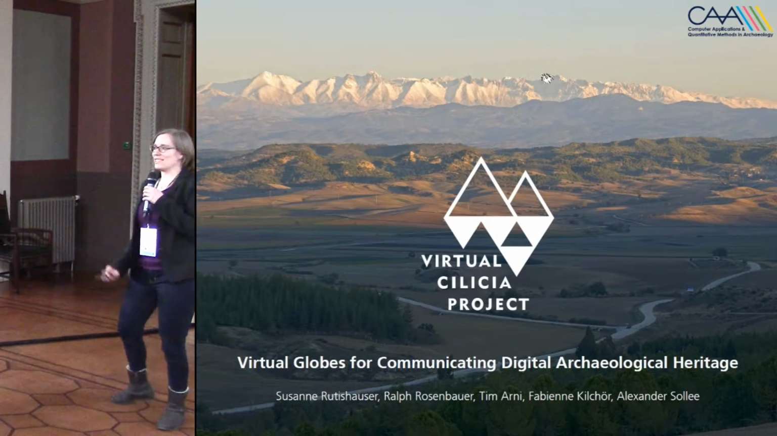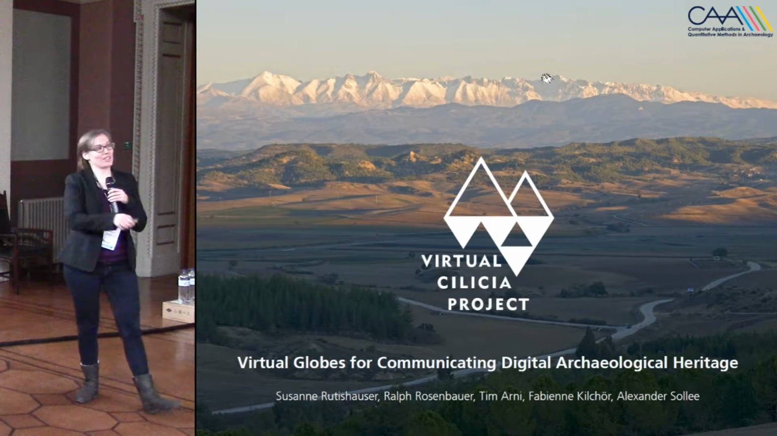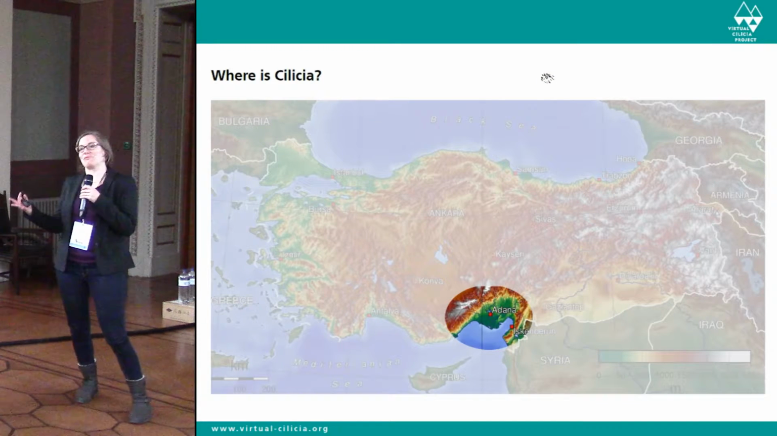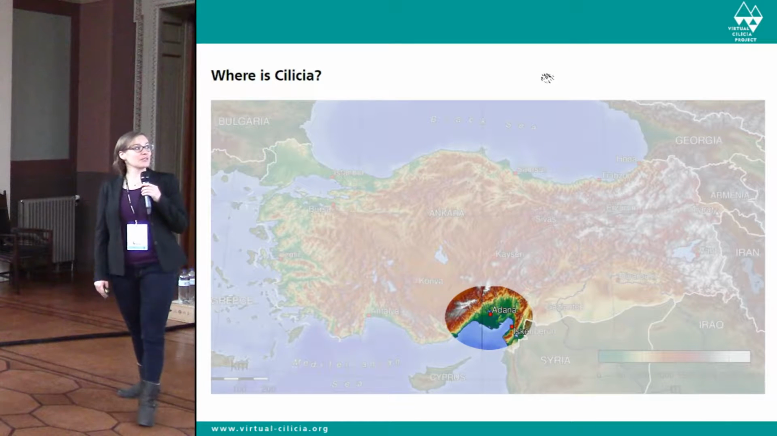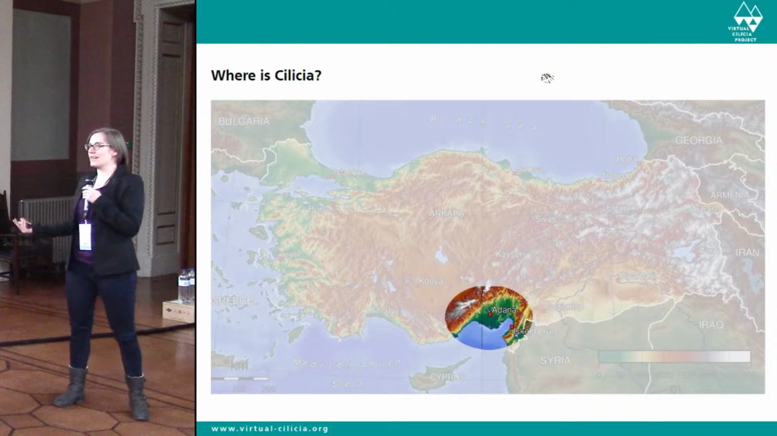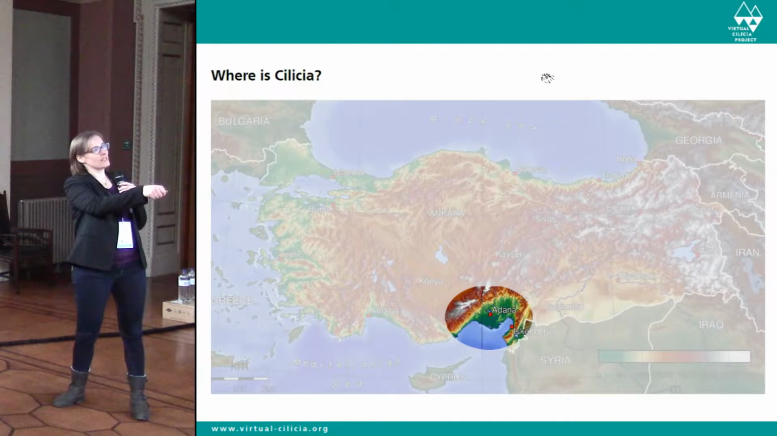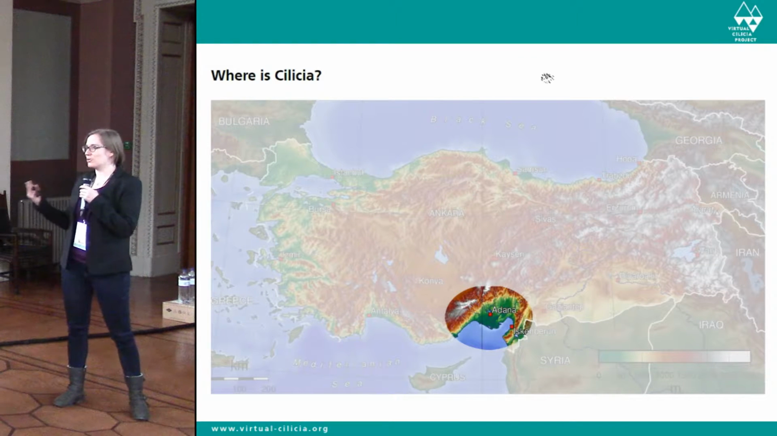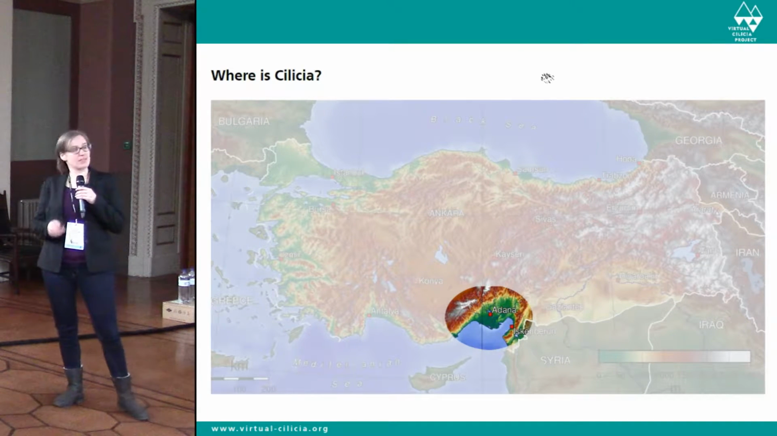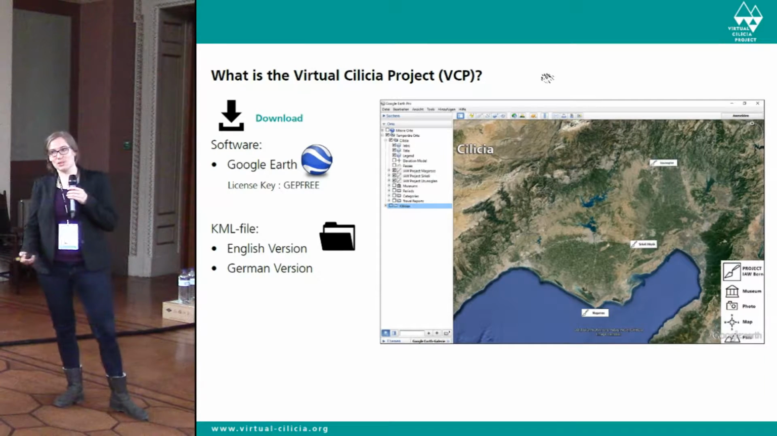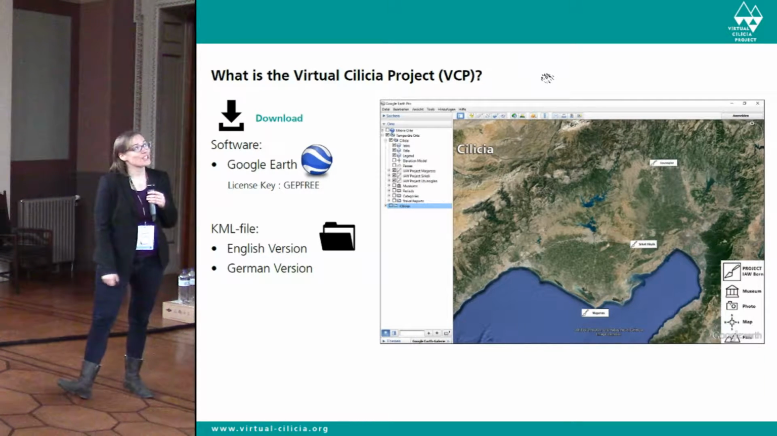I would like to present you the Virtual Cilicia Project. So first, where is Cilicia? Cilicia is a region in Turkey between Anatolia and the Levant, and it was always located at an important crossroad between these two regions. And what is this Virtual Cilicia Project?